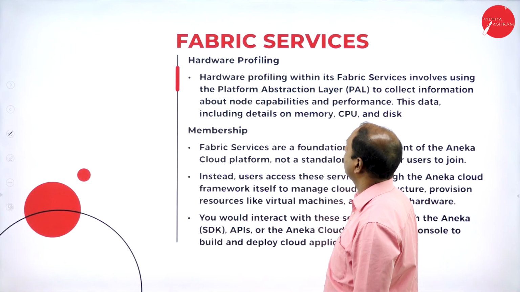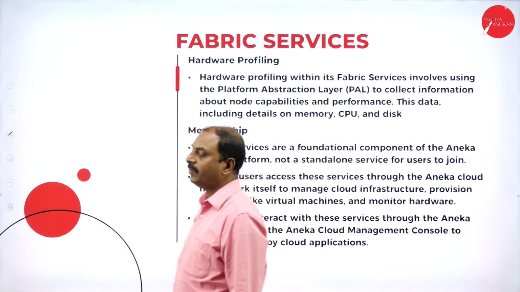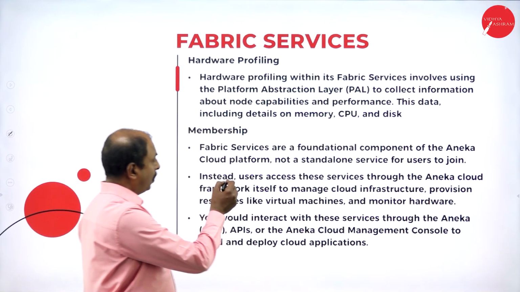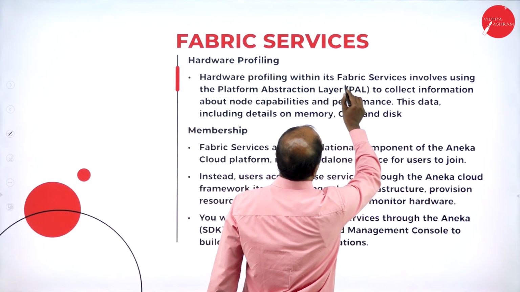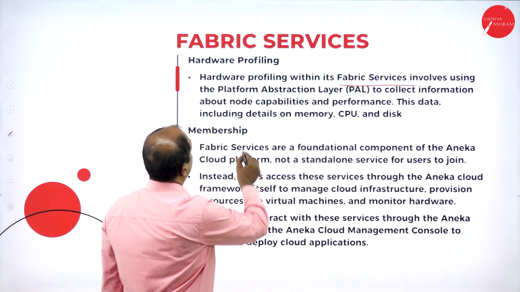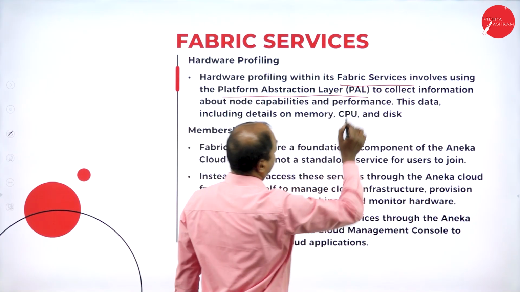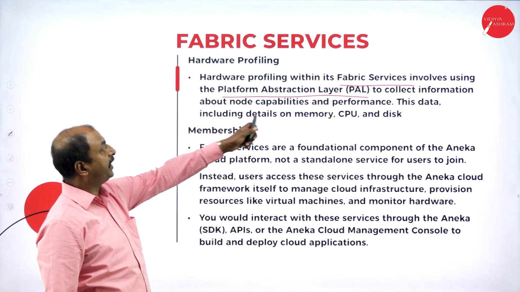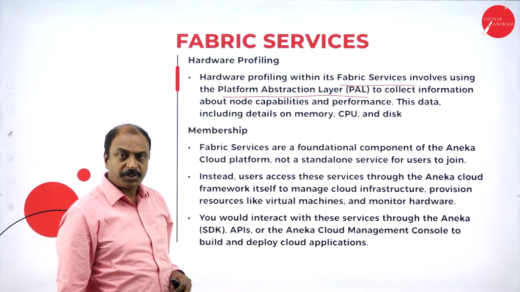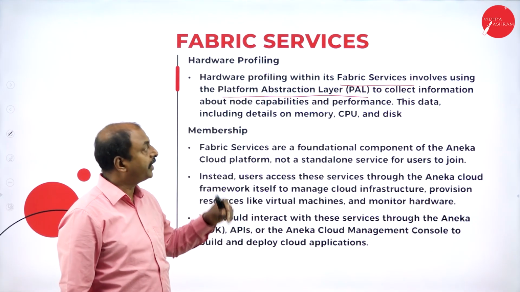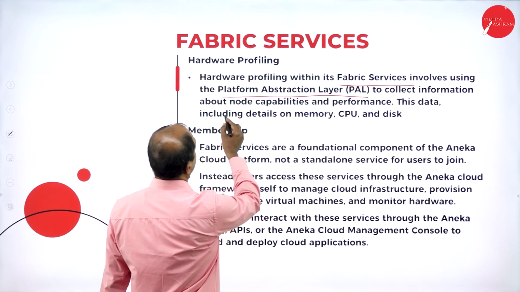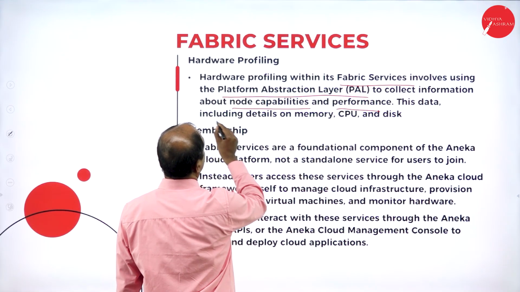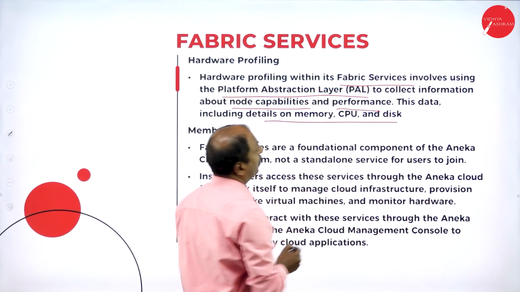In the next slide, we will see the next one, which is hardware profiling. One of the components is hardware profiling. Hardware profiling within fabric services involves using the platform abstraction layer, that is PAL, which we discussed in the previous session. PAL is a layer that separates the infrastructure and the middleware, that is the Aneka container, to collect information about node capabilities and performance. This data includes details on memory, CPU and the disk.